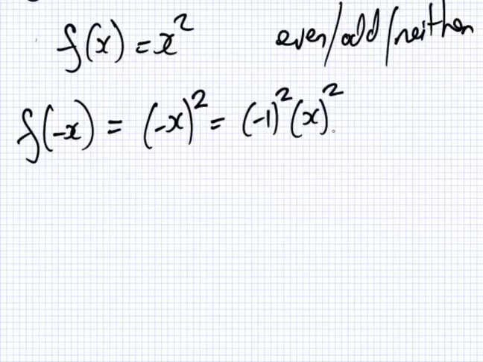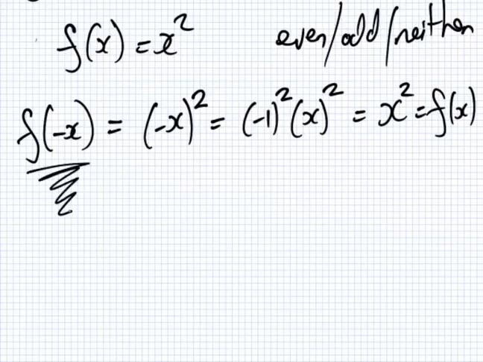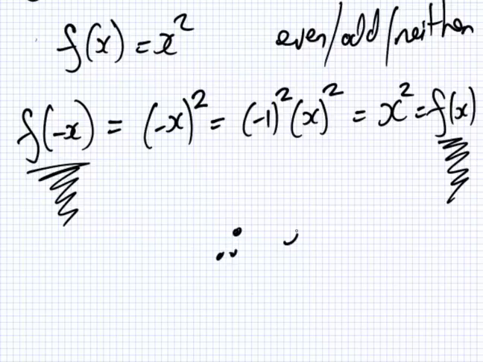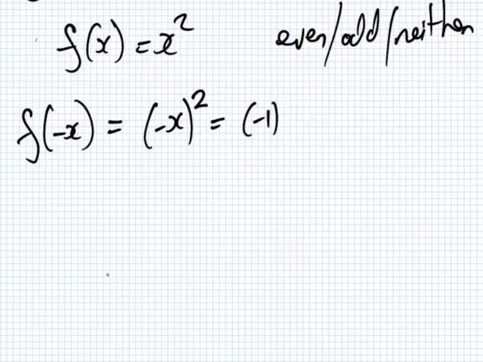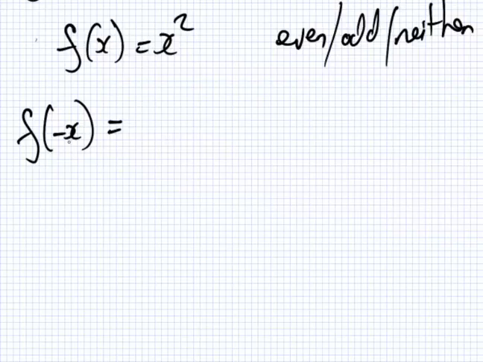Go back to the definition. If it is even, f of minus x should equal f of x. If it is odd, f of minus x should equal minus f of x. You can use this to check if something is even or odd. What you want to do is check what f of minus x equals. If you get f of x, it is even. And if you get minus f of x, it's odd.